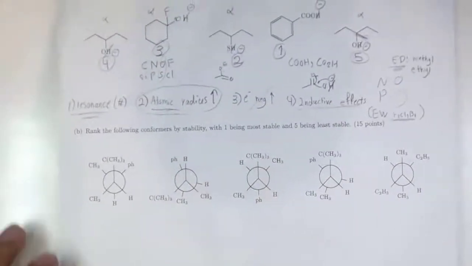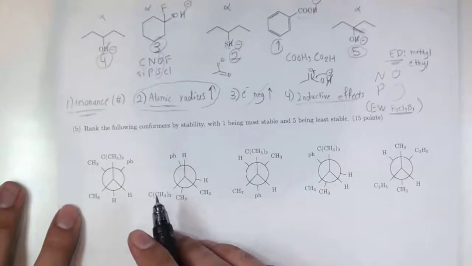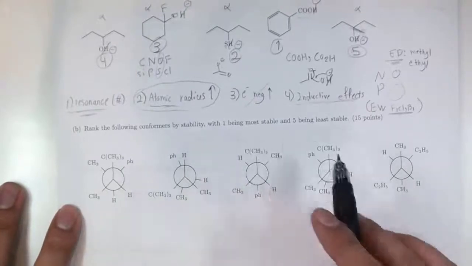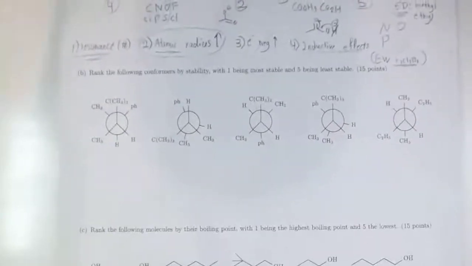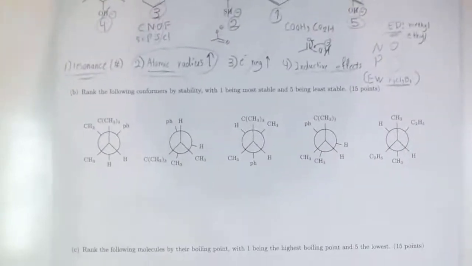So moving on to part B. This question is telling us to rank the following conformers by stability, with 1 being most stable and 5 being least stable. Okay. If you look closely, you'll notice that I'm comparing Newman projections here. First things first, when I'm talking about Newman projections, I can have two main conformations, either staggered or eclipsed.